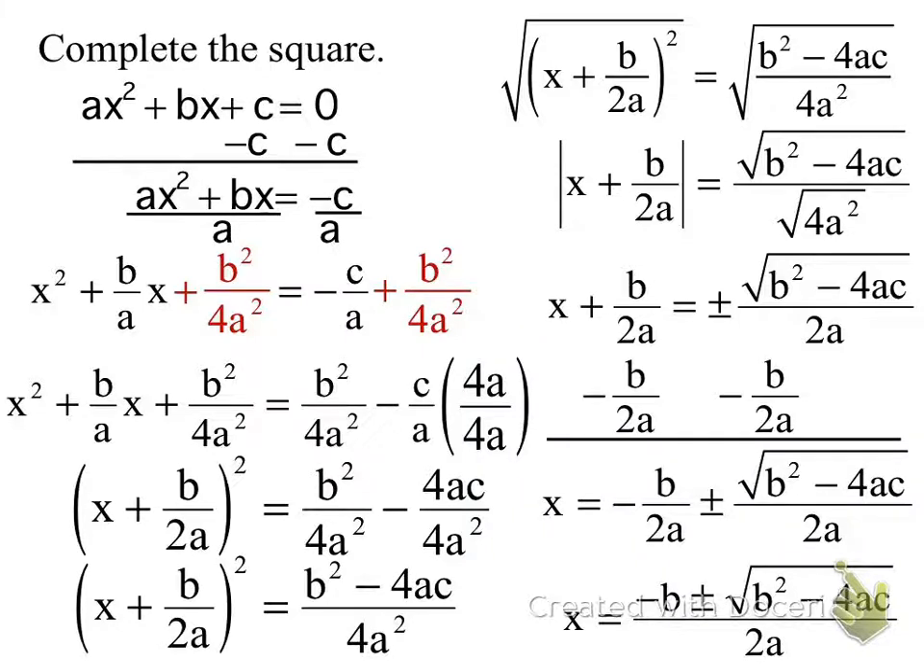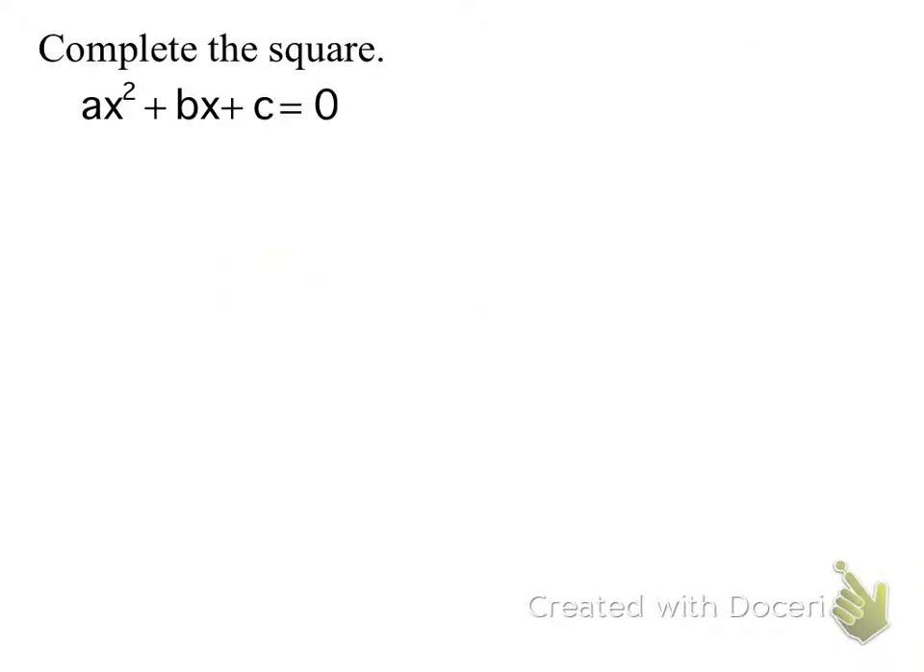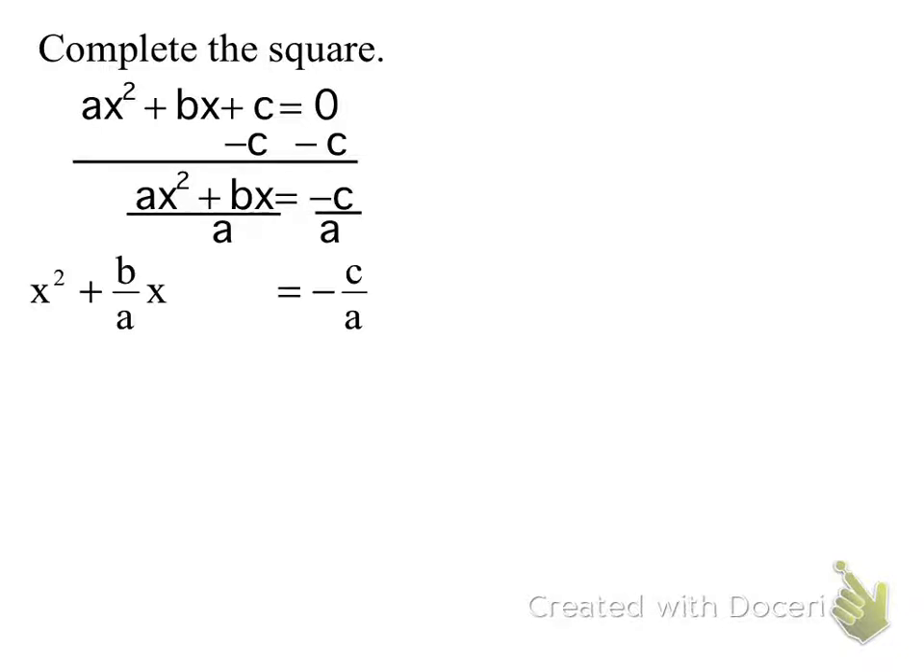So I'm going to go back and do it really quickly because we've got a very long lesson. We're going to go back and ask you one more time the steps. So step 1, what do we do? Subtract C. Next step, what do we do? Divide all terms by A. Okay, now, what do I do to B over A? Multiply it by a half and then square it.